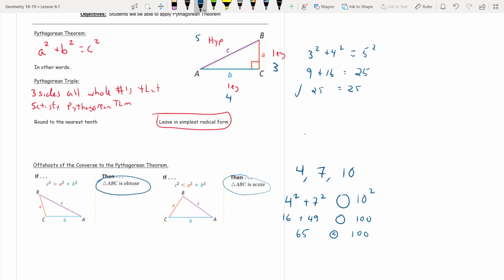I didn't want to spend too much time on it because Pythagorean theorem you've seen over and over and over again. So I wanted to make sure we hit it, but didn't spend too much time with it.